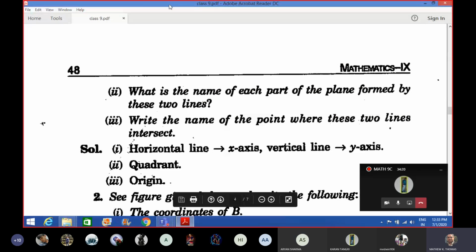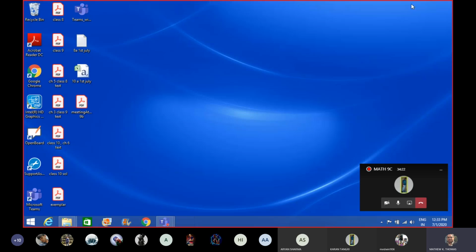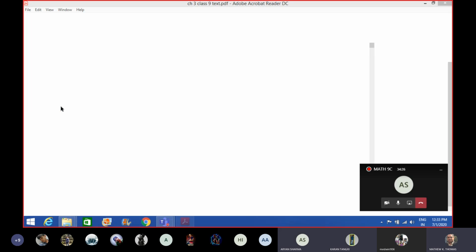Okay, so the first part is clear. Now question number 2, this figure is not clear, so let me take out another figure. The coordinate.